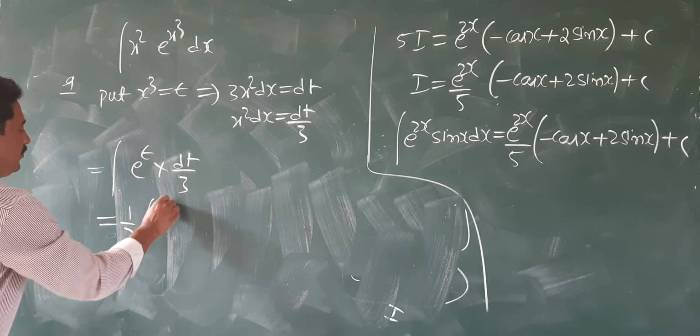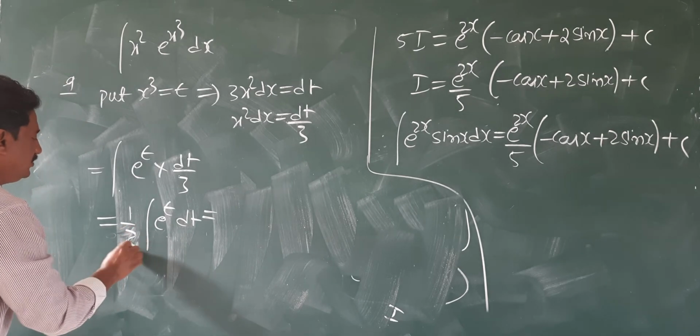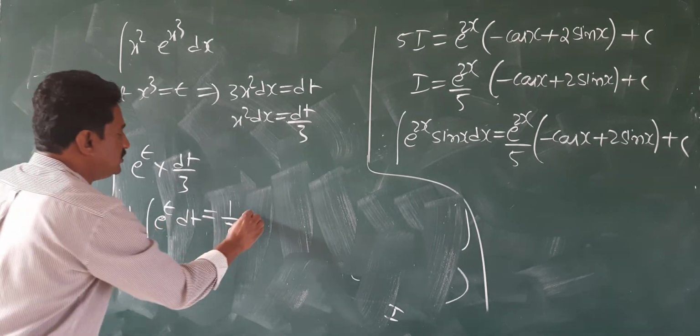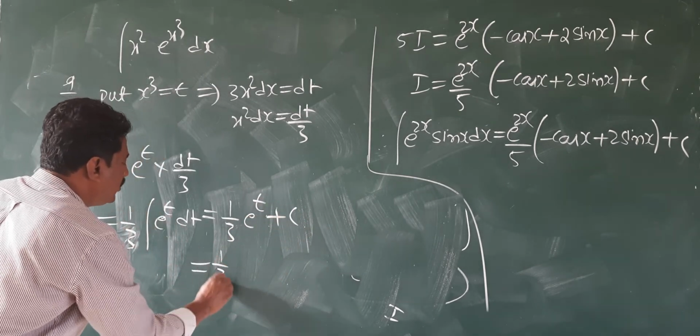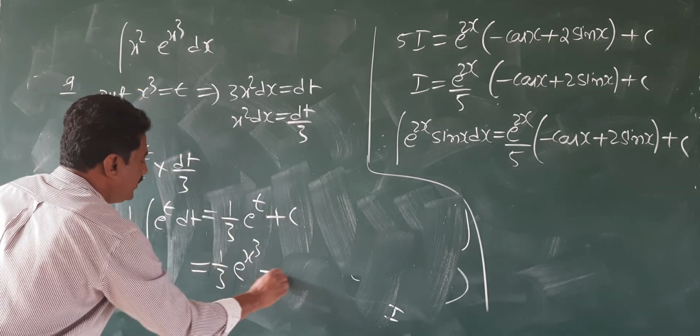Integration of e power t dt, times 1 by 3. Integration of e power x is e power x, so e power t plus c. Final answer is 1 by 3 e power, and what is t? x cube, plus c.